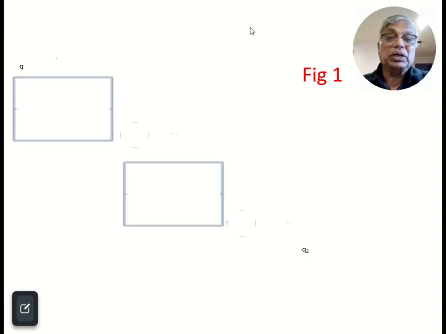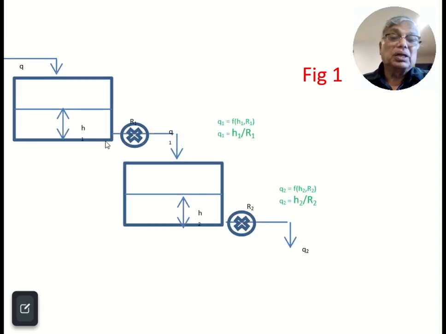In figure 1, the liquid outlet from the first tank flows directly into the second tank, over and above the level of the liquid in the second tank. So this is the connection.